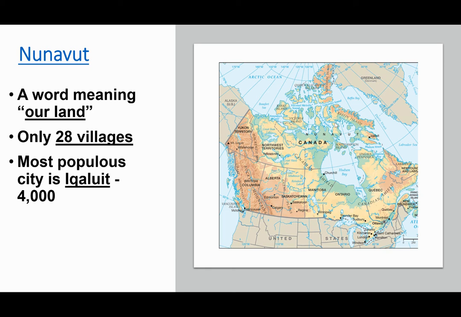The most populous of these villages, or the most populous city, is the city of Iqaluit. It's located right here, you can see, in the southern section of Baffin Island. Latest population figures about 4,000. You can Google the city, they have a city website, and you can read about the activities that go on there. They do have indoor swimming facilities.